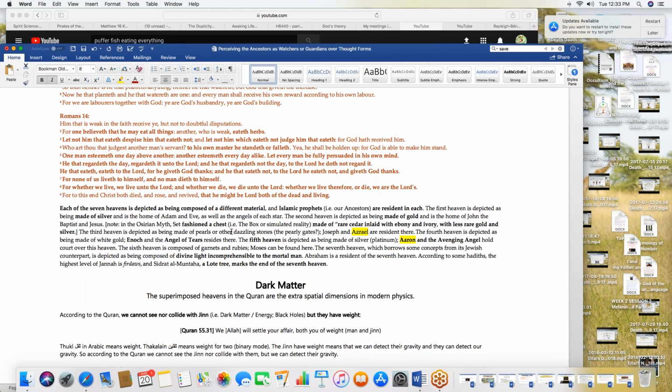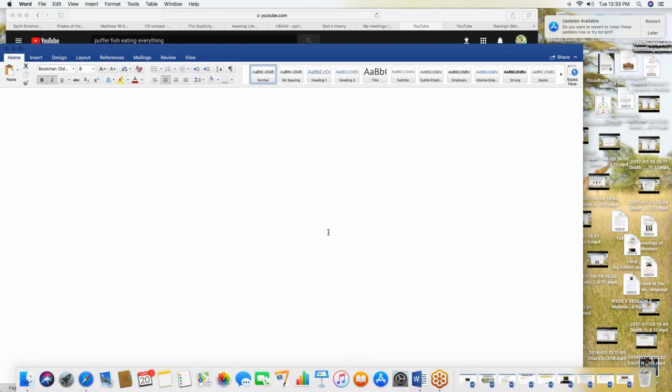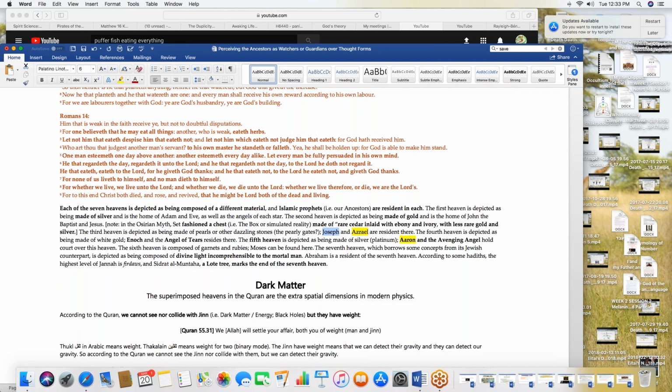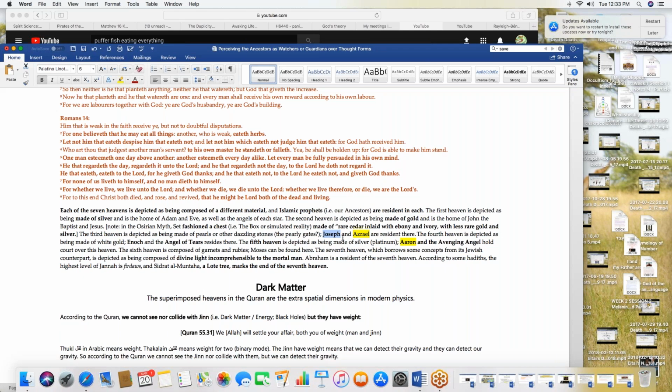The fourth level, I'm sorry, the third level has to do with the word Joseph or Yosef. This is a character, this is a symbol, and a corresponding angel called Azrael.